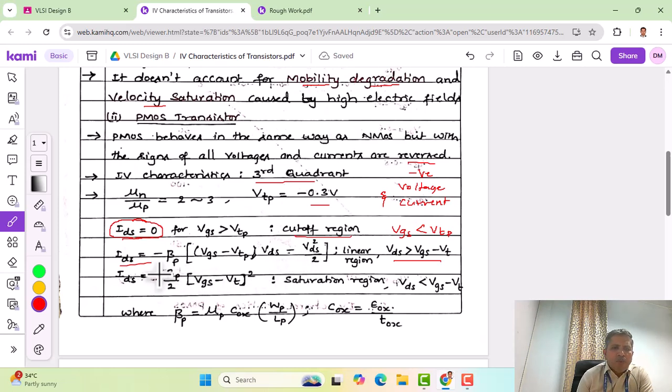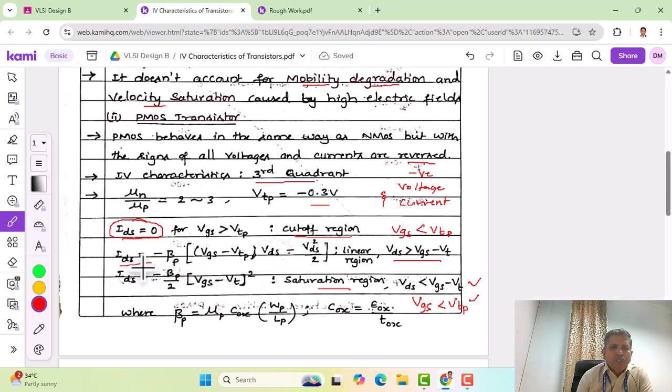Next, let us see the current that flows in the saturation region. The condition required to establish the MOSFET in the saturation region is VDS should be less than VGS minus VT. That is the second condition, and of course the first condition remains the same as usual: VGS must be less than the threshold voltage. That means if we apply a gate to source voltage more negative than minus 0.3, because minus 0.3 is the threshold voltage, then the MOSFET enters the saturation region. So these are the two conditions that we need to meet to operate the PMOS transistor in the saturation region.